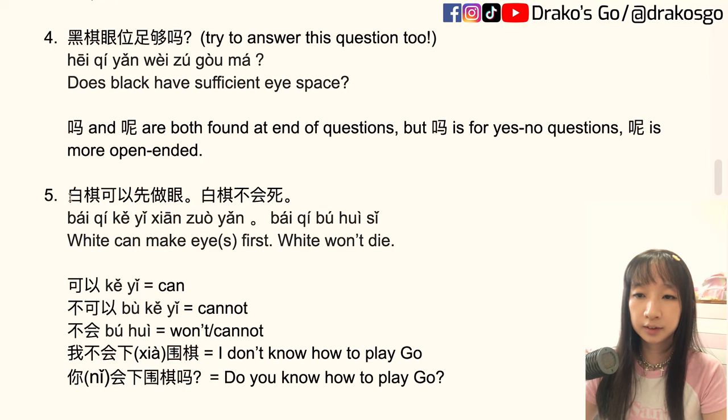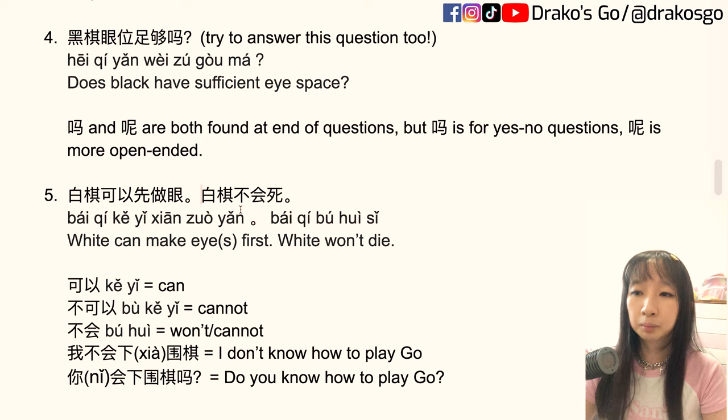Okay, fifth sentence. 白棋可以先做眼。白棋不会死。Let's break this down. 白棋 means white. 可以 means can. And if I say 不可以 means cannot. So 白棋可以 white can. Do you remember in the first video, we learned 白先, that means white goes first, right? So 先 has a meaning of first or like before. So when I say 白棋可以先做眼, I'm saying like white can make eyes first. 做眼 is to make eyes.